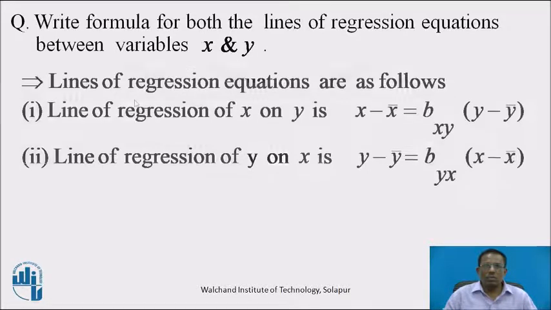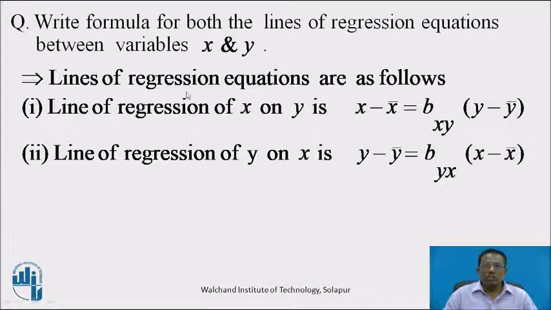Let us see the solution. The lines of regression equations are as follows. First one, line of regression of x on y: x minus x bar equals b suffix xy into bracket y minus y bar. Second one, line of regression of y on x: y minus y bar is equal to b suffix yx into bracket x minus x bar. Now, using these two formulas, we have to fit the equation of the line of regression for the given data.